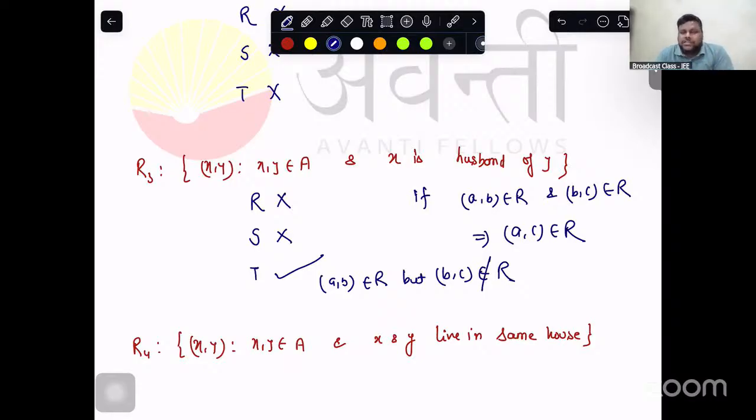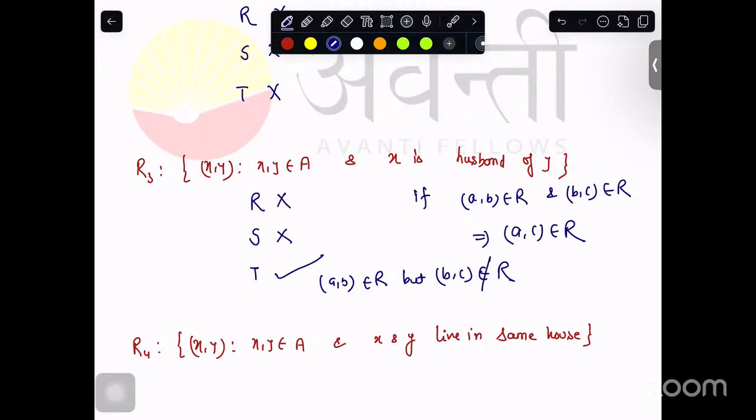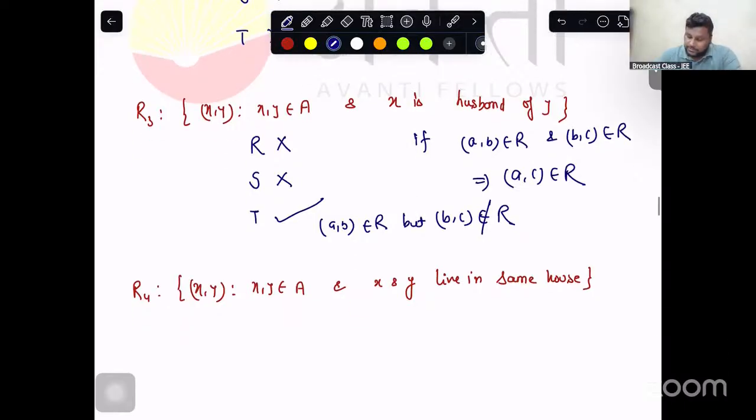So that process of starting to check for transitive has not yet started because there is no AB and BC for which I should look for AC. There is only AB. Getting my point? So that is why this relation is by default transitive. All right.